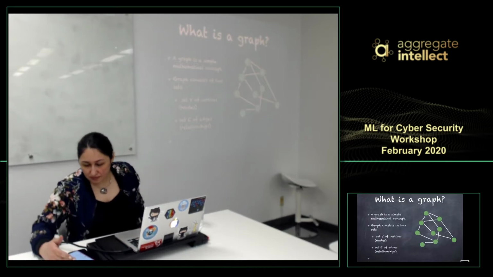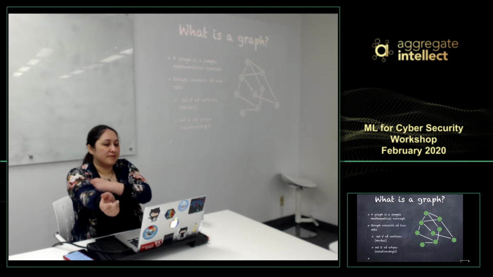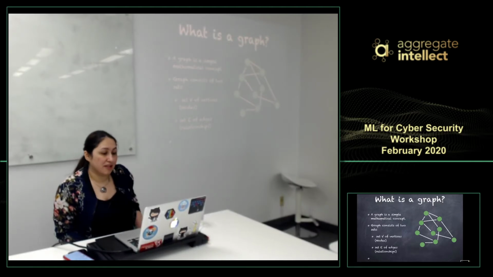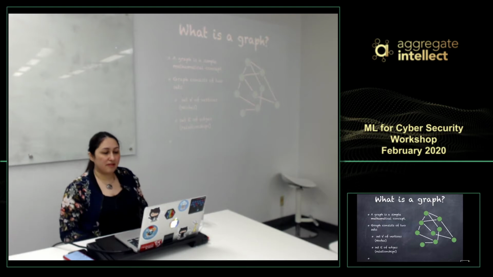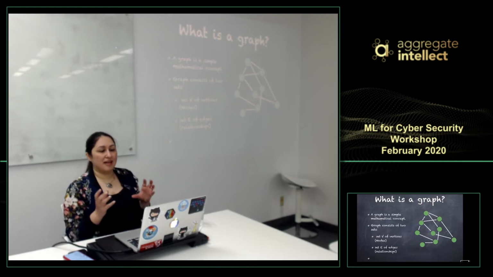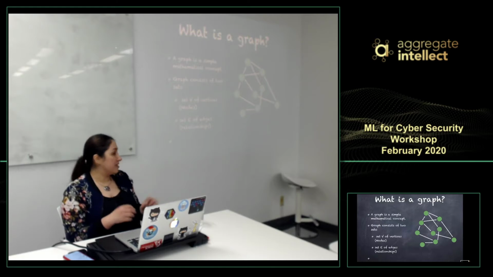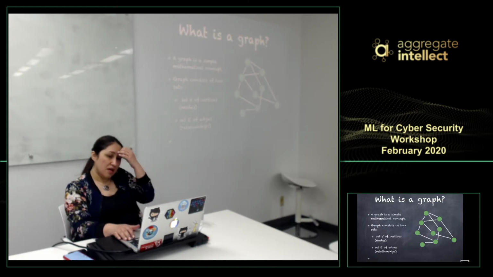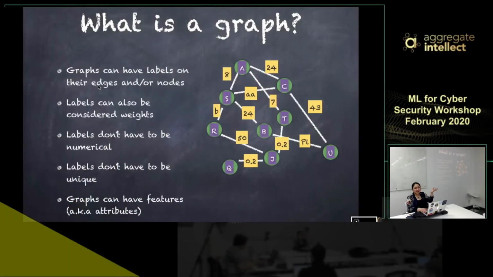So what is a graph? A graph is a very old, simple mathematical concept. It's two sets: a set of vertices or nodes, and a set of edges that show a relationship between the nodes. Graphs can have labels. Labels can be numbers, words, strings. They can be repeated. Sometimes labels, especially on the edges, can be used as weights. Labels don't have to be numerical or unique, and graphs can also have attributes.